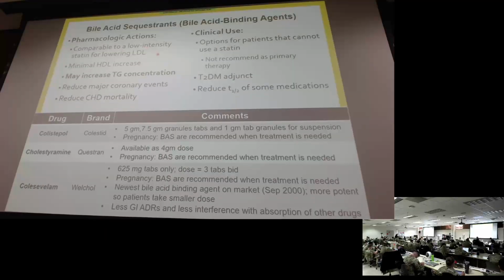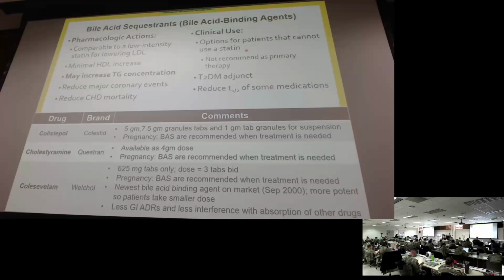Comparable, just like we talked about before, low intensity statin, minimal HDL increase, could potentially increase your triglycerides. So watch out in a patient who has high levels already of triglycerides, because this could potentially bump them up over the edge a little bit. Decreasing those coronary events, decreasing mortality, all the benefits that we said that we liked to see.